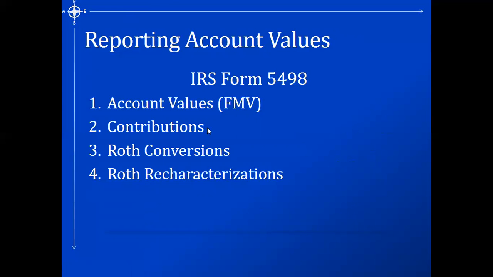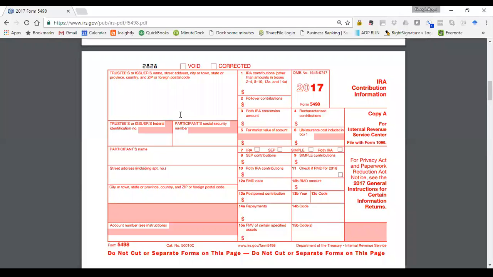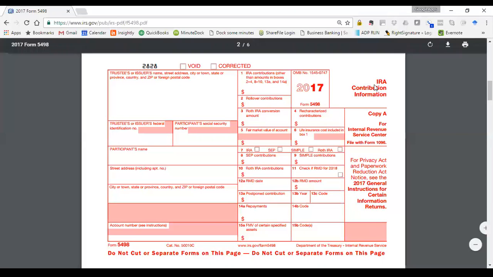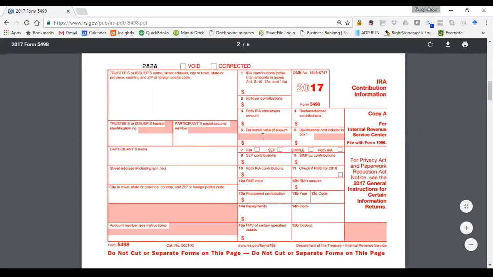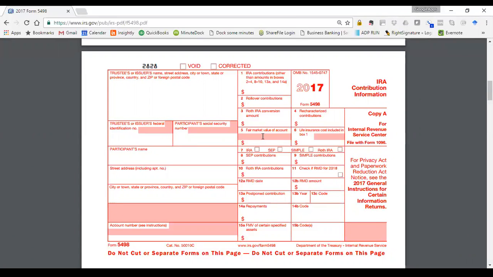let me see if I can find that form and show it to you. They file Form 5498 with the IRS, and the reason that they're asking for this hard-to-value asset information is because they have to file this by May 31st. So when they compile all the information, in particular, the IRS wants to know the fair market value of the account. That's right here in box 5.